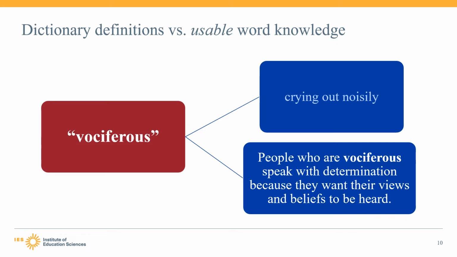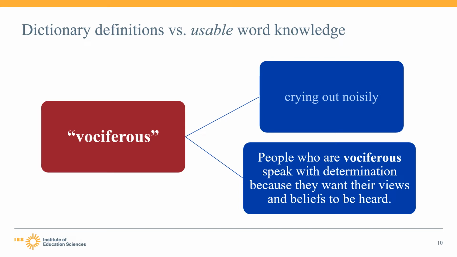So with a somewhat complex word like vociferous, you might see a definition that says crying out noisily. That might be what comes from the dictionary. But that phrase on its own could be interpreted in a lot of different ways and possibly misinterpreted, because being vociferous isn't the same as shrieking, but that's one way you could understand what it means to cry out.